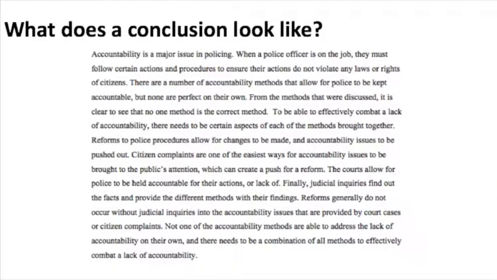A good conclusion is very similar. Some nice little clarifying points at the top that overall summarise what the main topic and the purpose of the essay was. From the methods that were discussed, it's clear to see that there's no one method that is correct. And then they overview again, summarising their main points. And then they've got a nice little point at the end, which is talking about the future stuff.